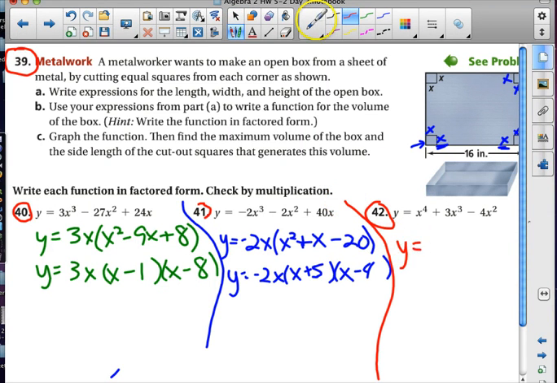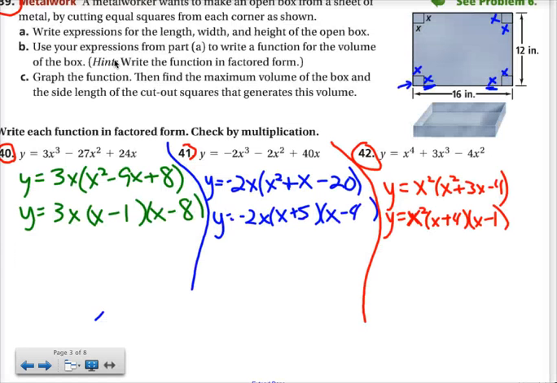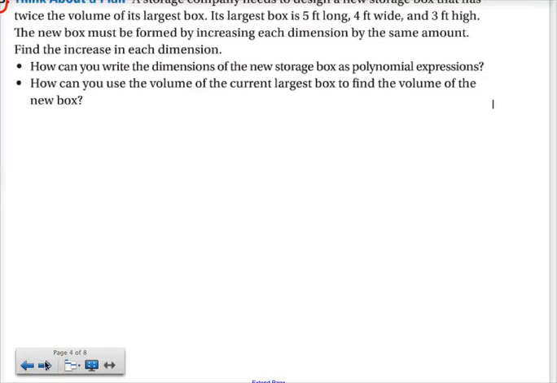Then the last one, hopefully you see that there is an x squared that can come out of this. So this would give us x squared times x squared plus 3x minus 4. And the x squared would just stay out in front. And then we need to find two numbers that multiply to -4 and add to 3. That would be +4 and -1. So those are in their factored form. And again, what that tells us is where the zeros are going to be graphically, which is really, really helpful when we're graphing.